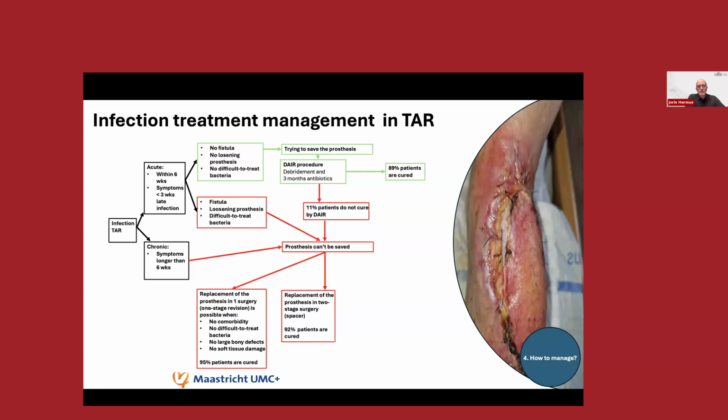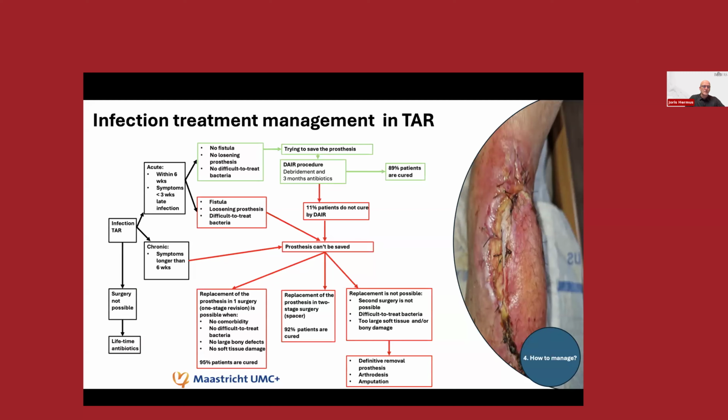Otherwise, if it's not possible, we try to have a look if it's possible in a 2-stage surgery, and if replacement is really not possible, then depending on the defect, the large defects or not, and the soft tissue, we decide to do an arthrodesis. And in the worst case scenario, it's already reported, sometimes even an amputation. Yeah, it didn't occur yet in my group.